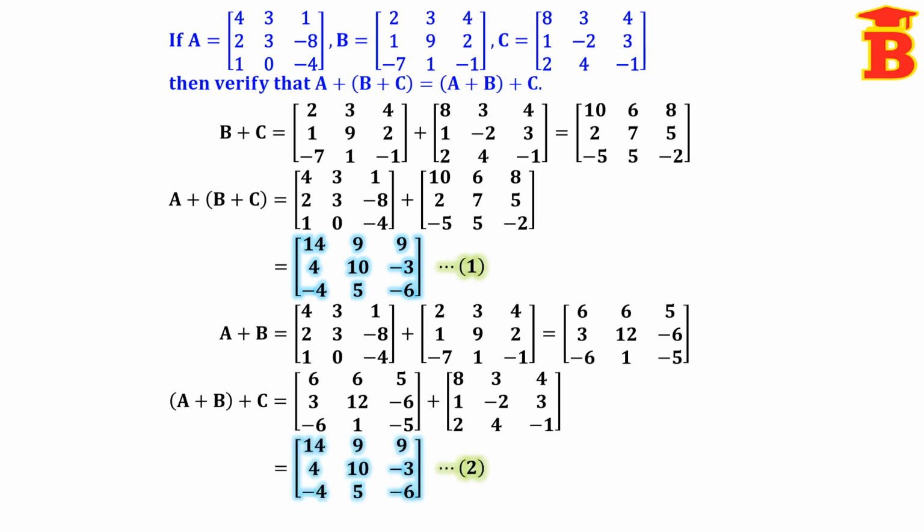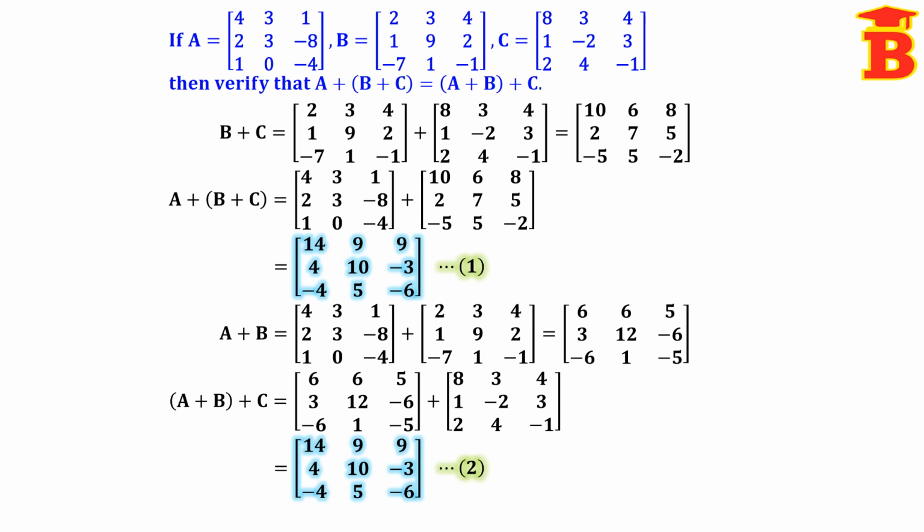Add the first row and first row numbers. 6 plus 8, 14. 6 plus 3, 9. 5 plus 4, 9. Next take the second row and add the second row numbers. 3 plus 1, 4. 12 minus 2, 10. Minus 6 plus 3, minus 3. Next take the third row and add the third row numbers. Minus 6 plus 2, minus 4. 1 plus 4, 5. Minus 5 minus 1, minus 6. So take this as the right hand side answer 2.